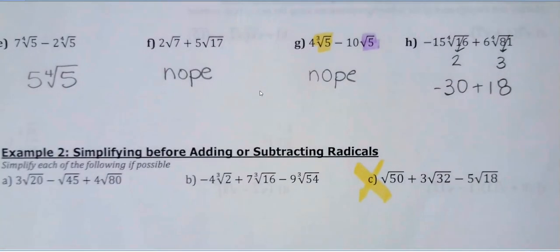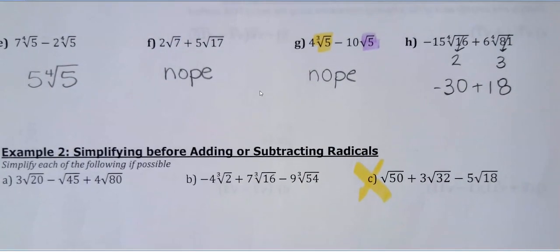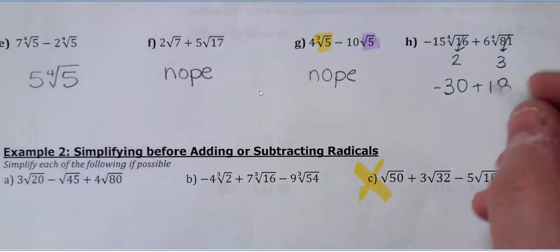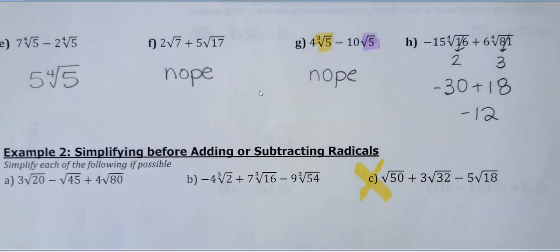And I don't even have a radical left when I simplify it there, so it's just an actual number. So negative 30 plus 18, those are like terms. They're both plain numbers. So negative 12 would be my answer for that question.